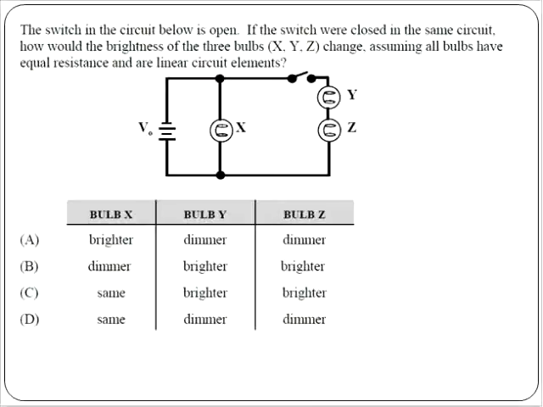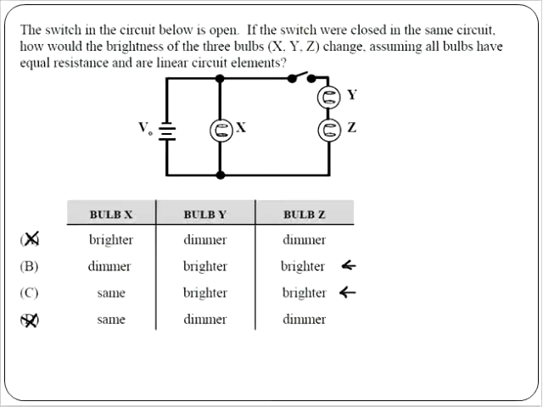Now, we want to know what's going to happen to the brightness of the 3 bulbs, X, Y, Z, when the switch is closed. Well, obviously, once the switch is closed, Y and Z have to get brighter. That's the only possibility, because they weren't even on before. So right away, we can rule out A and D.